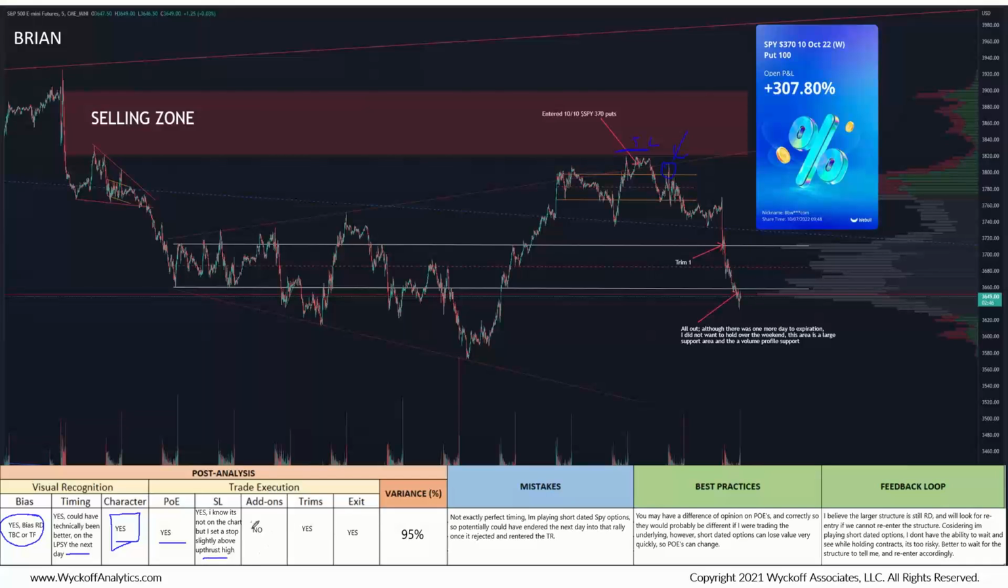Add-ons, there weren't any add-ons. I did see that little area of consolidation in the overnight market before the collapse. Potentially that could be a place for an add-on, depending on how committed he already was in terms of his risk management. He did trim on his exit, so great job there.